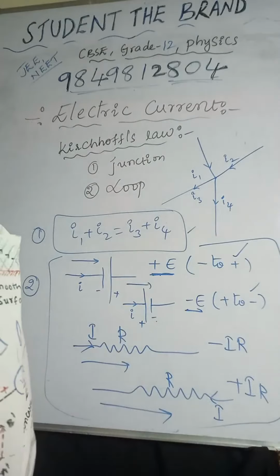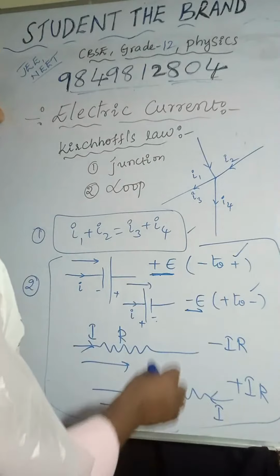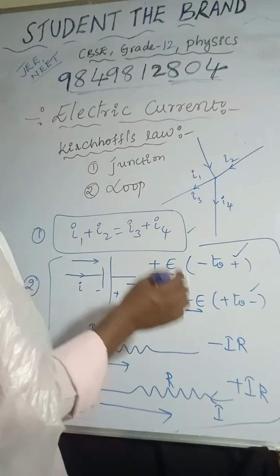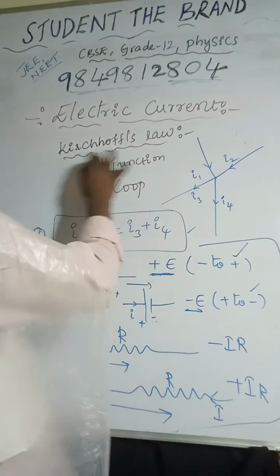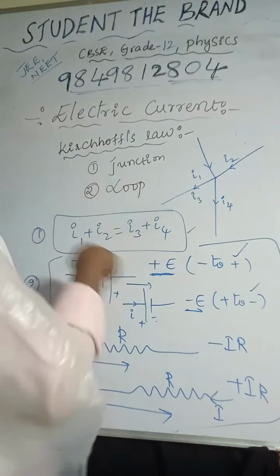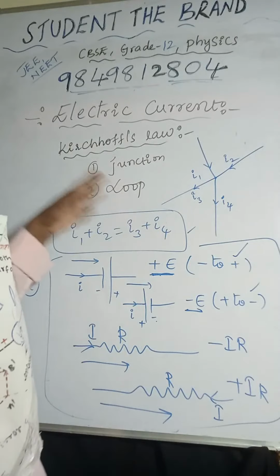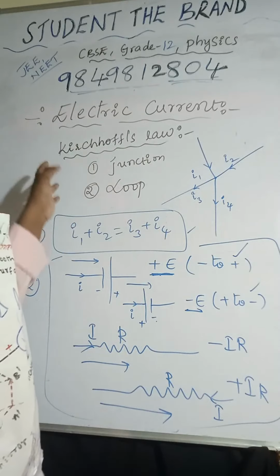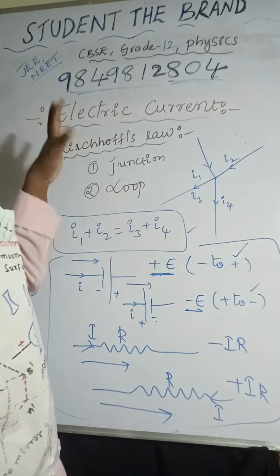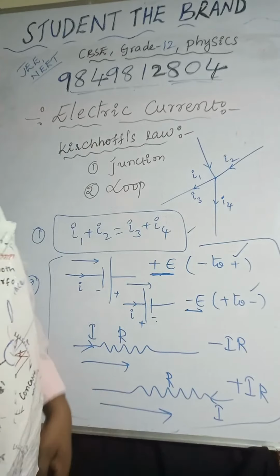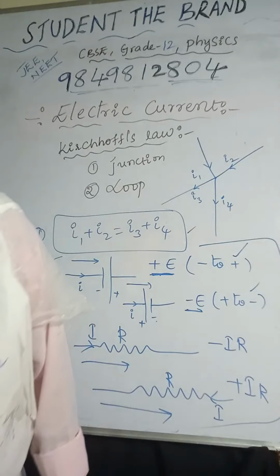The IR term is positive. This is very, very important when grouping of cells. Grouping of cells will use Kirchhoff's loop law. So make sure that you are understanding, following, and practicing these points. Understood? I hope it is very clear. Next.